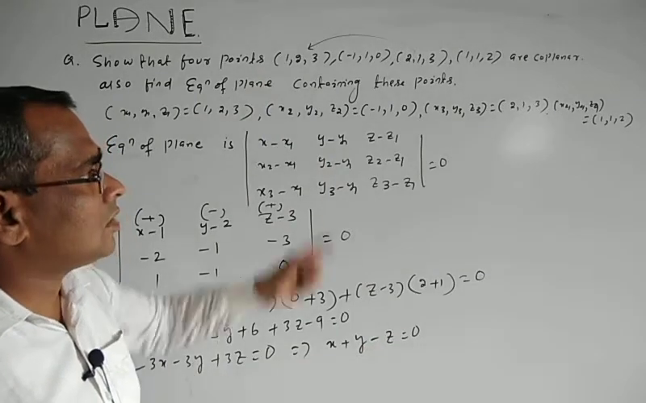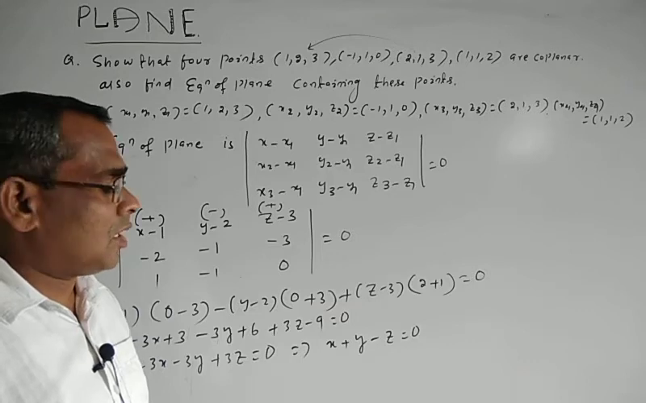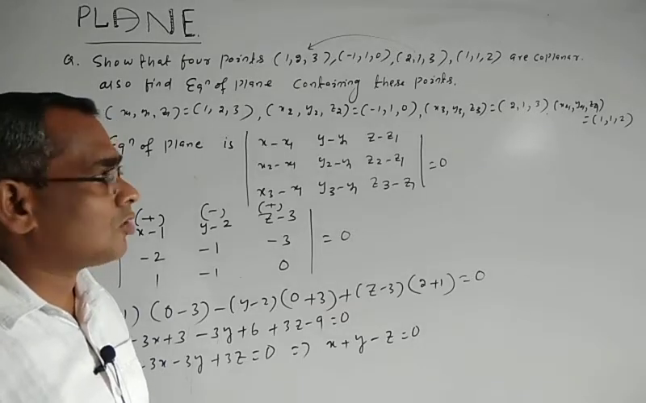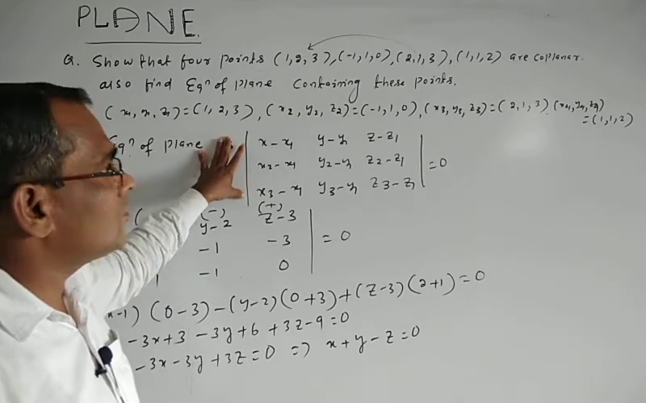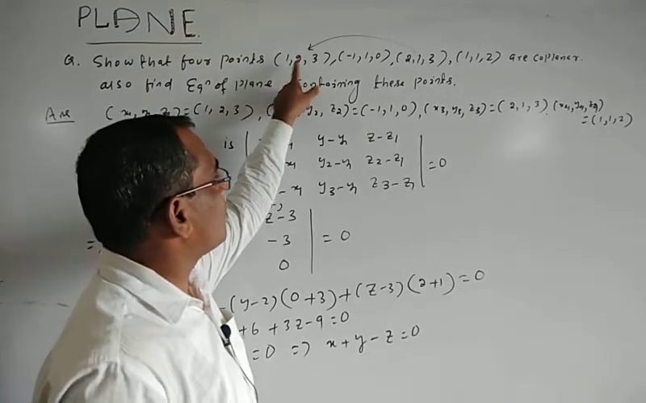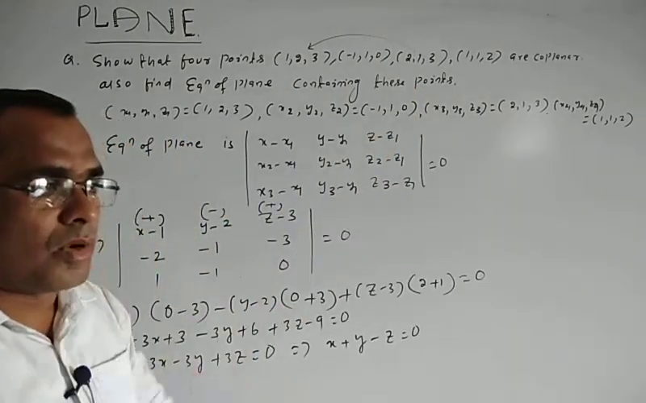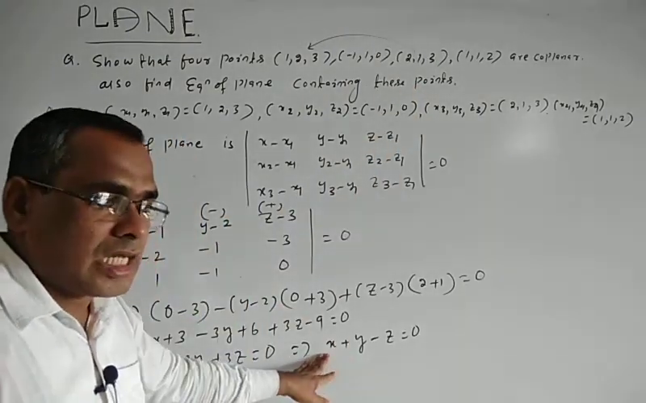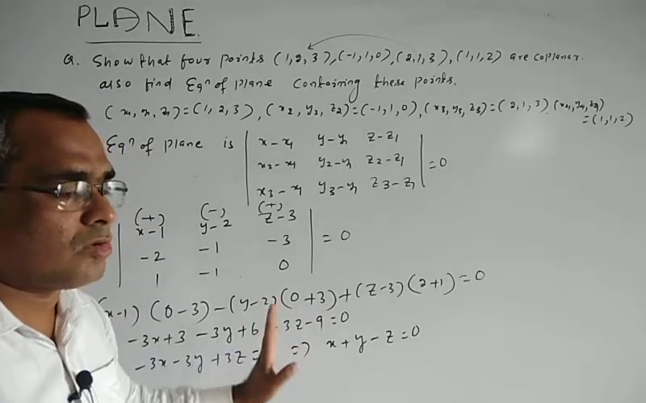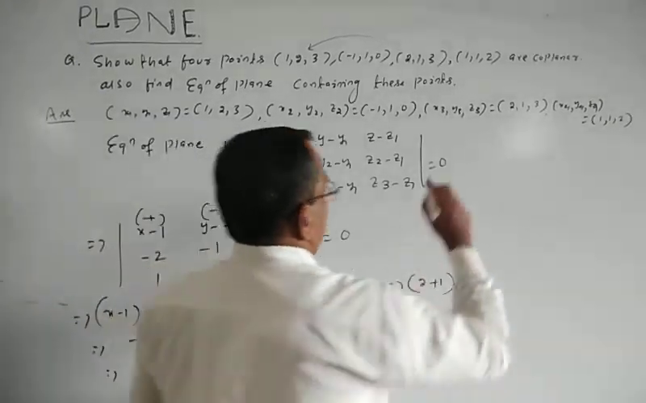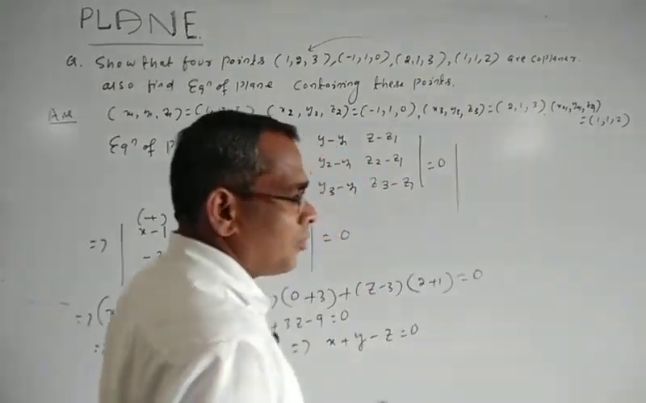Next we verify whether these 4 points are coplanar. So here we find the equation of the plane using these 3 points, first point, second point, third point. Next we verify whether the fourth point satisfies the given equation or not. If it is satisfied, then they are coplanar. Okay. Now we test the fourth point.